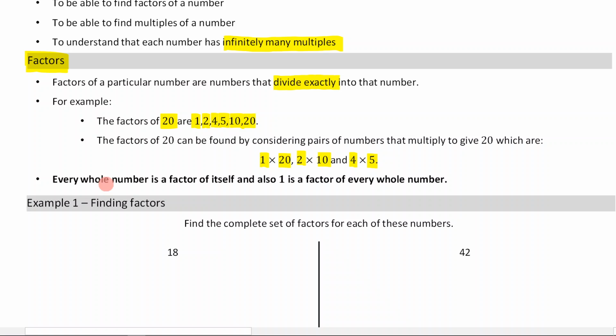What we also have to take note of is that every whole number is a factor of itself, and also 1 is a factor of every whole number. So that is very important, and you can actually see this for this example right here. The factors of 20, you've got 1, and you also have 20, and that's always going to be true for every number we find factors for. Always 1 and the number itself will be factors.